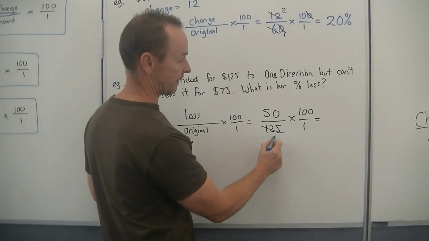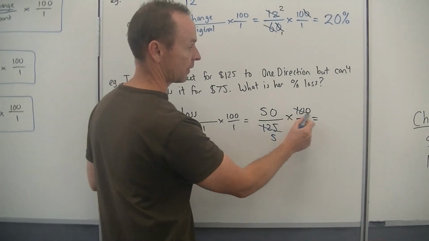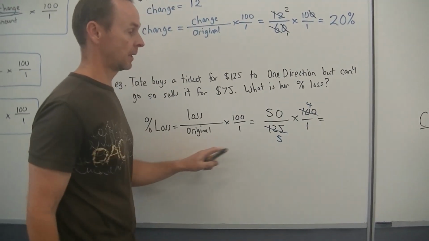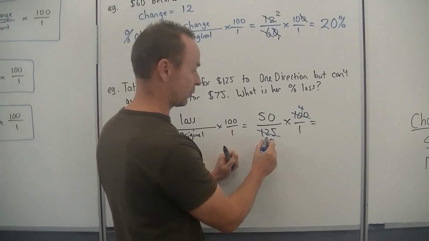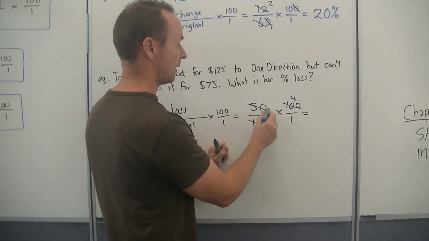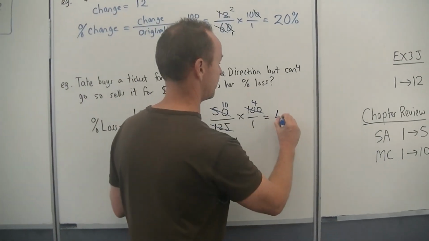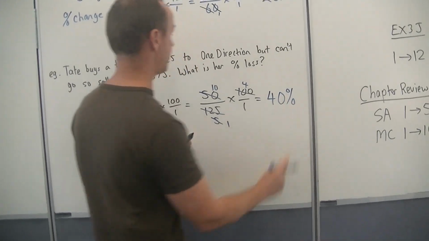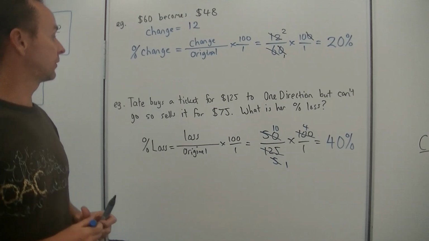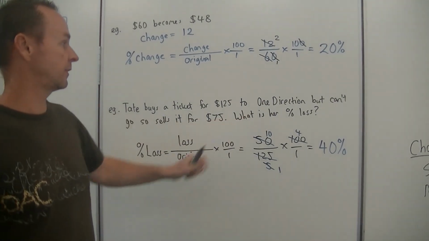25 goes into that 5 times, 25 goes into that 4 times. 5 and 50, let's cancel that. 5 goes into that once, 5 goes into that 10 times. So now we've just got 10 times 4 is 40. So it's a 40% loss. So Tate made a 40% loss on her ticket.